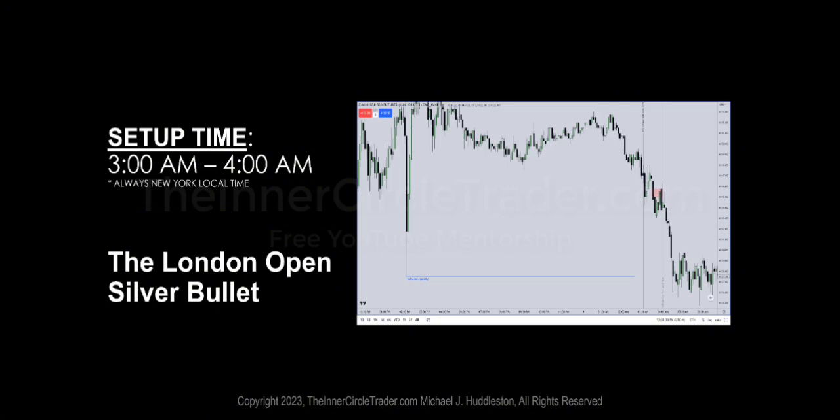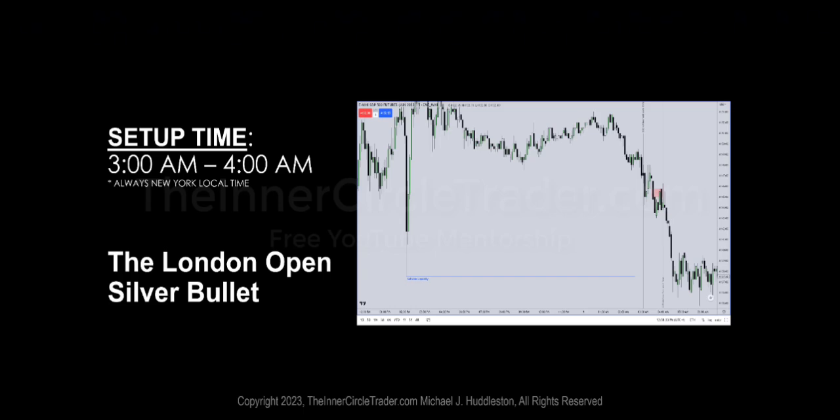It may not be in the Forex pair that you're trading. It may not be in the futures contract that you're trading. It may not be in the asset that you're specifically looking at, but it does form every single day. First setup time is 3 a.m. to 4 a.m. Now, we're always referring to New York local time.